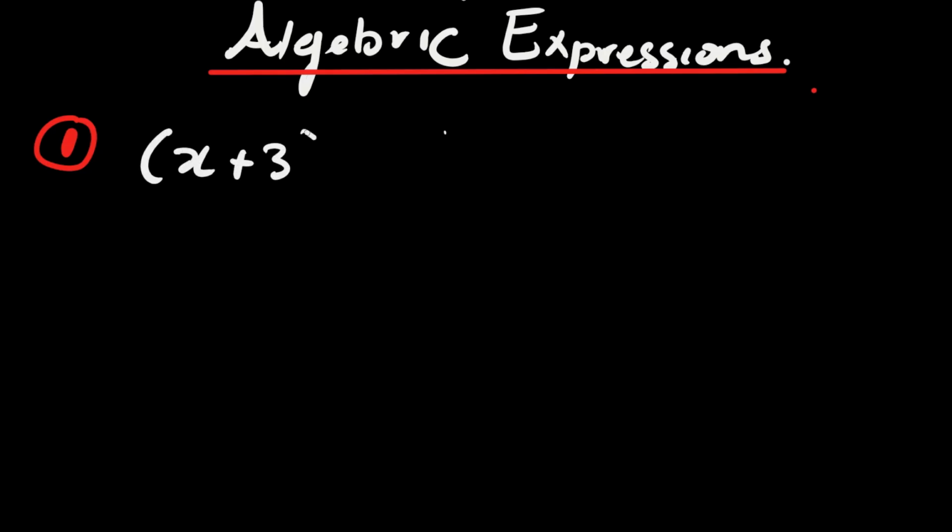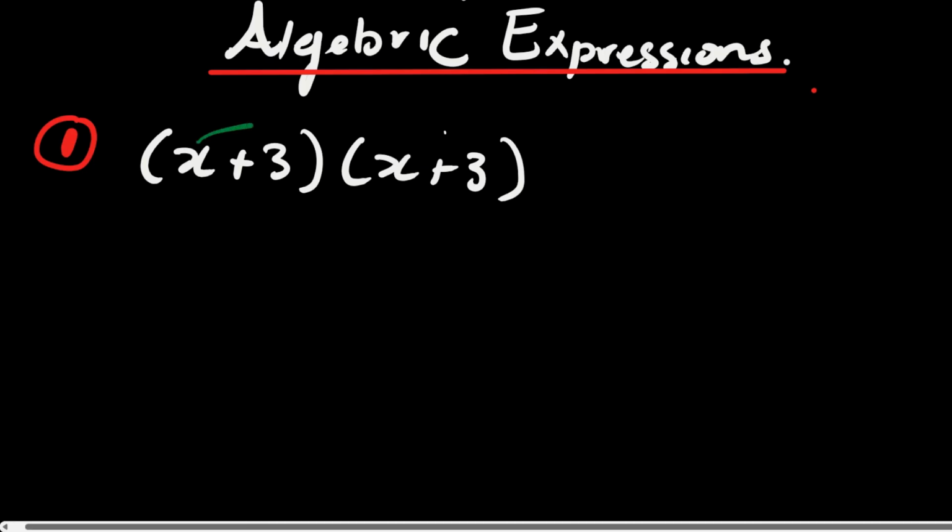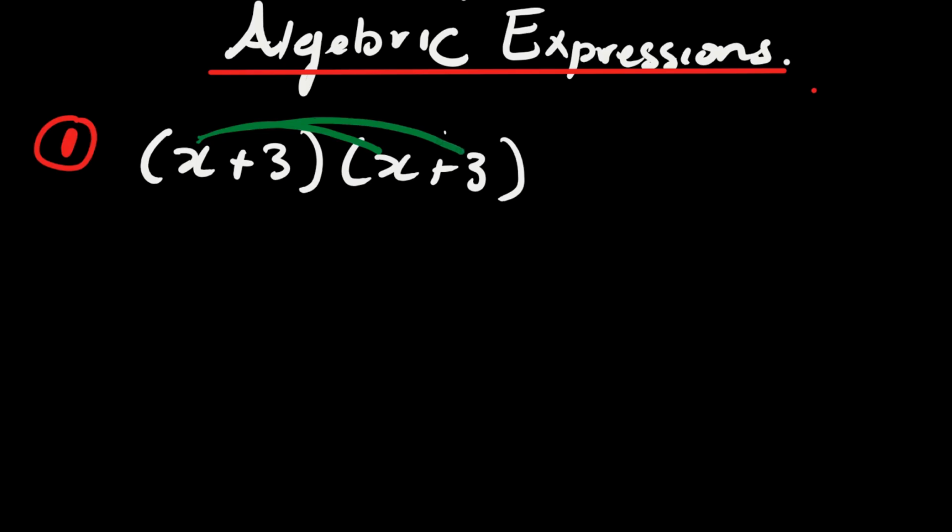x plus 3, x plus 3. So the goal here is to have this x multiply this x and also multiply that 3. The same applies to this 3 here. The goal is to have it multiply the x there and multiply the 3 there.